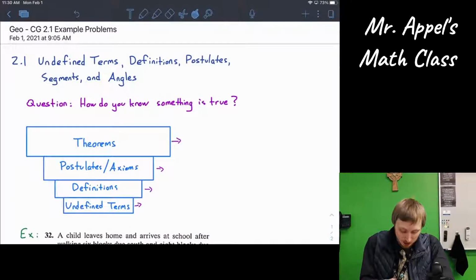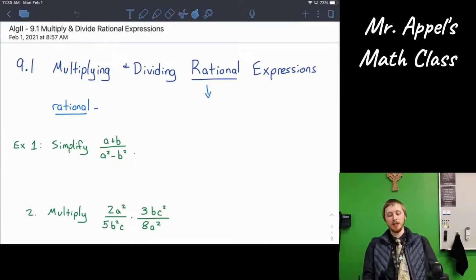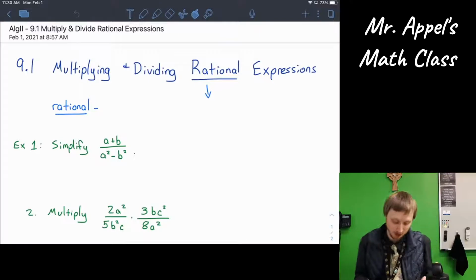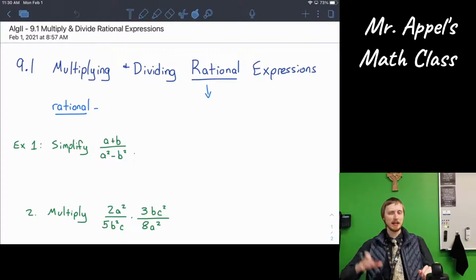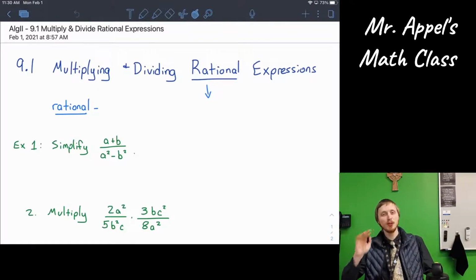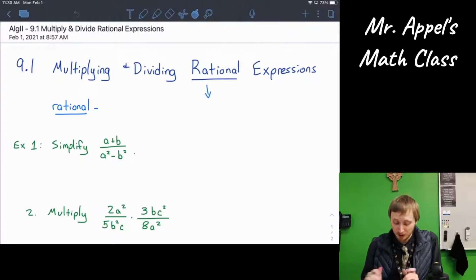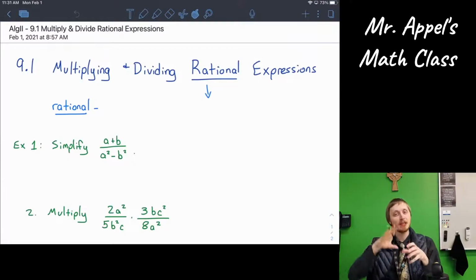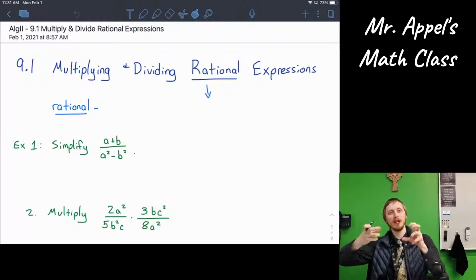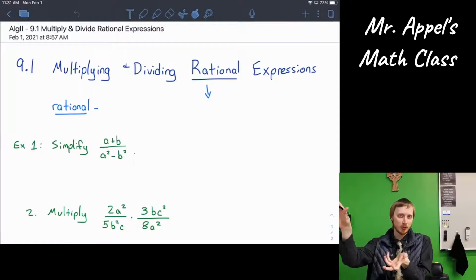So now we are going to begin one of my favorite topics, rational functions, or at least the chapter now. Chapter 9 is rational functions. And this has some really cool stuff going on. One of my favorites, absolutely. But we have to start with the basics: multiplying and dividing rational expressions. Before we get to the functions, let's make sure we can deal with the simplification of the expressions, and then we'll start graphing them.